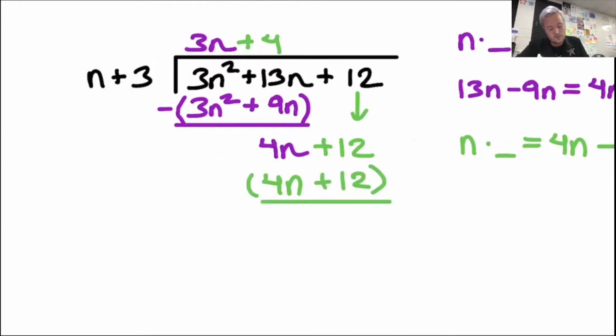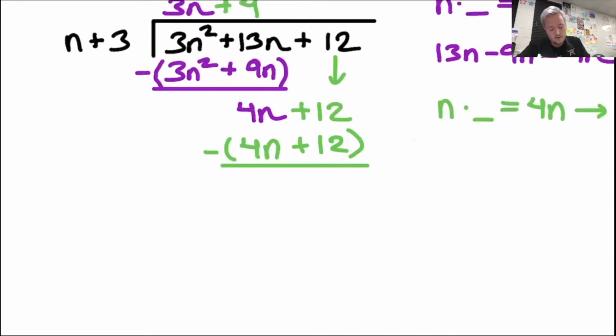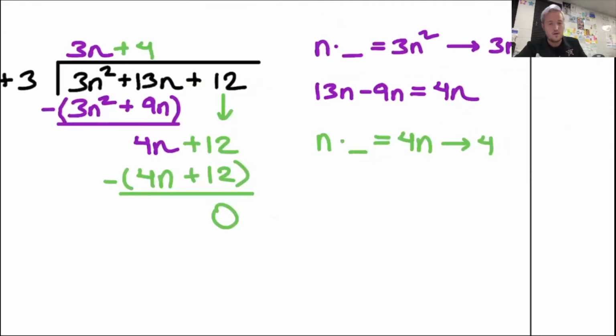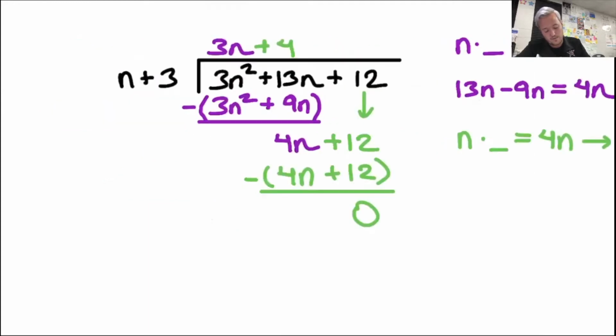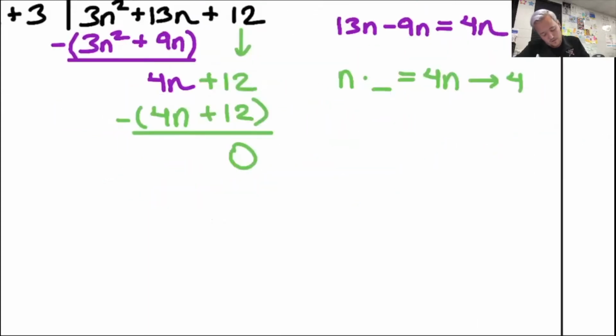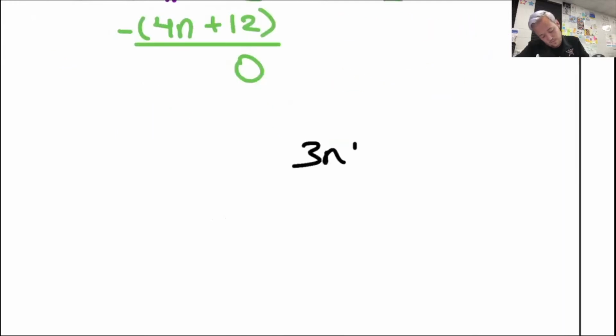Then I'm going to subtract. Notice how when I subtract, it's all going to zero out, so we're not going to have any remainder. 4n minus 4n is 0. 12 minus 12 is 0. So we have nothing left. Our quotient, our answer, is 3n plus 4 right at the top.